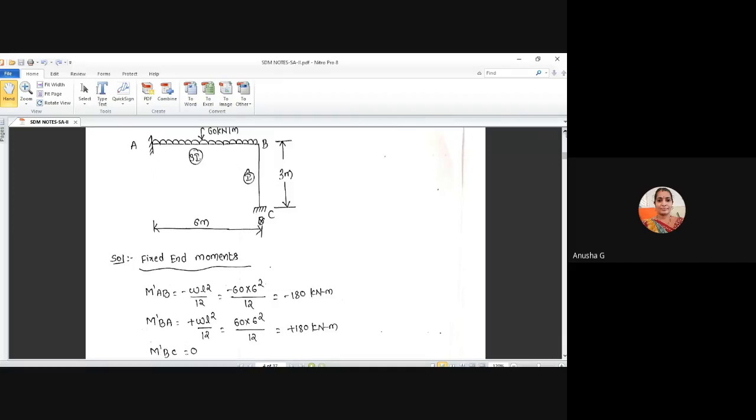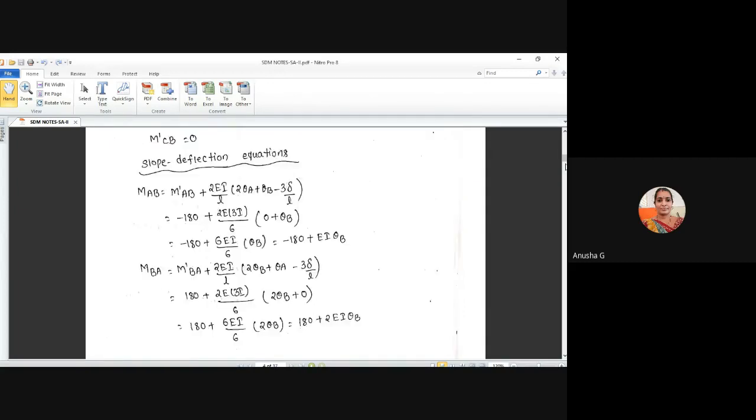Here the question is you have to analyze the frame as shown in figure by slope deflection method and draw the bending moment diagram for the given figure. First we have to solve the fixed end moments. For that, MFAB equals, due to UDL, minus WL square by 12 for AB, and for BA plus we'll get here. Then MFCB and MFBC equal 0.